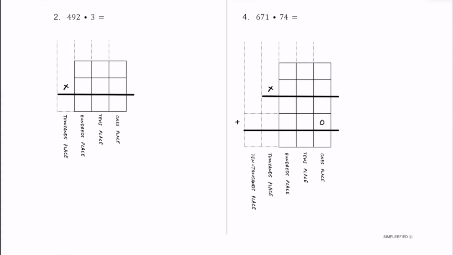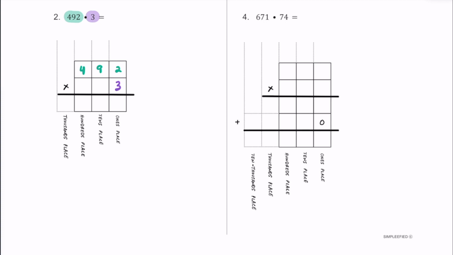For number 2, we have 492 multiplied by 3. Whichever one has more digits will go on top. So let's put this 492 on top here. So we'll put 4, 9, and 2. And then for our second number, second factor here, we have 3. Let's put that 3 on the bottom in the ones place.